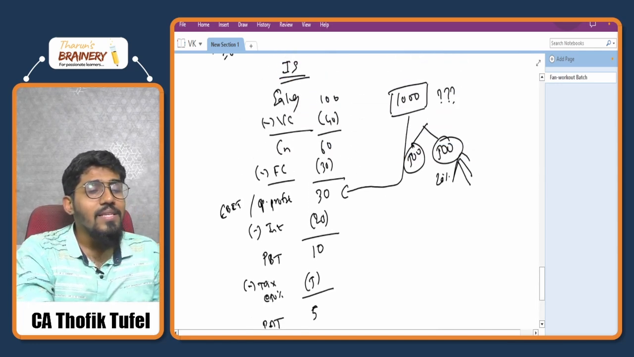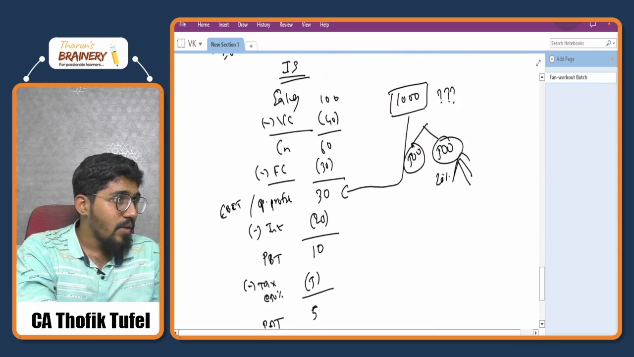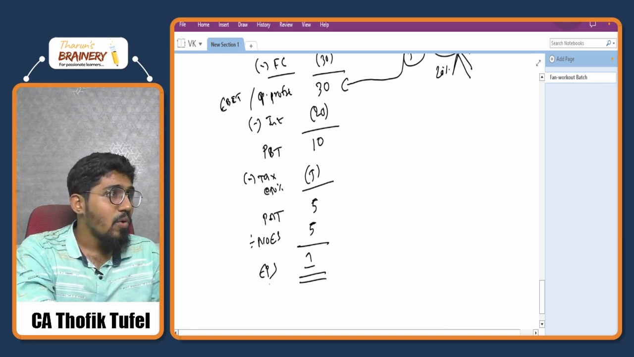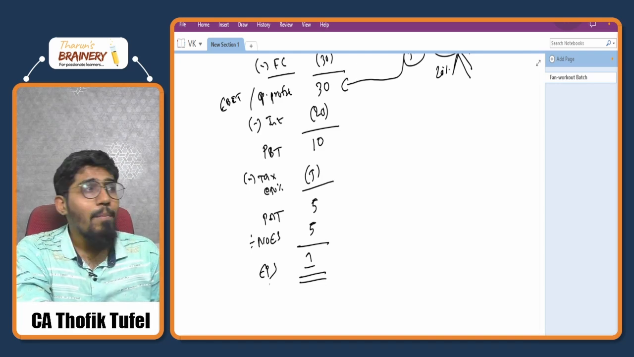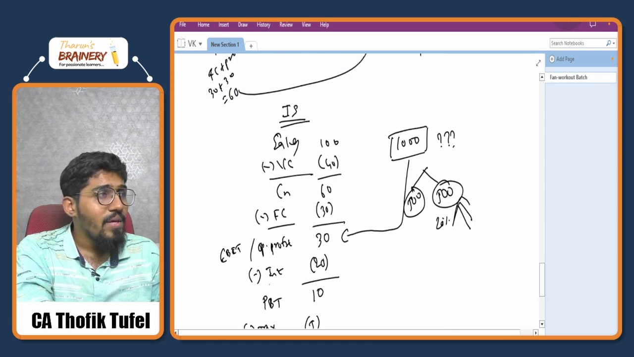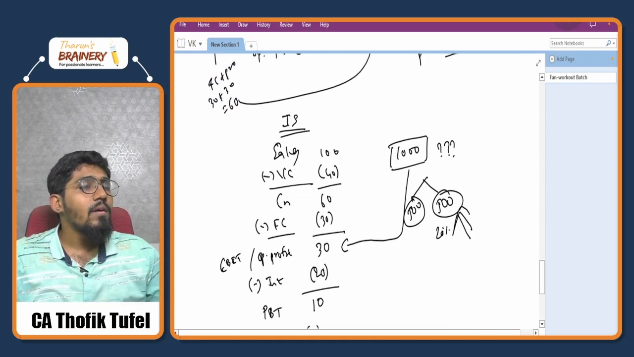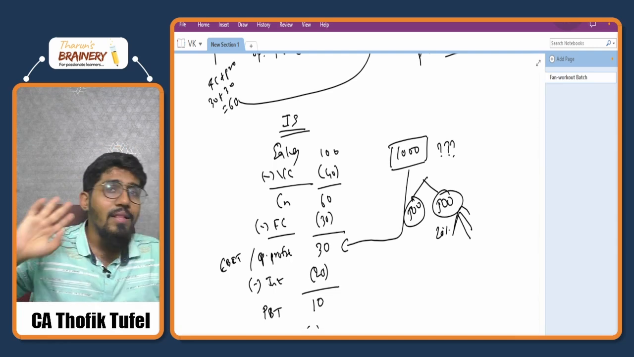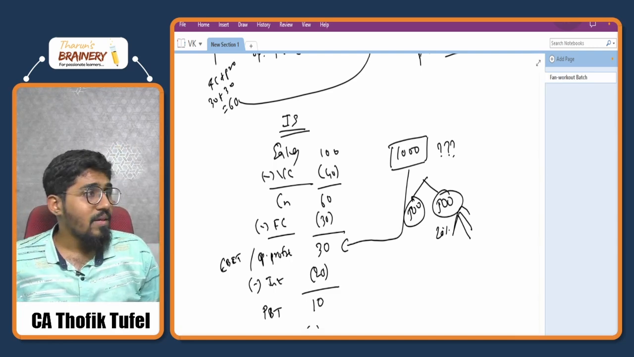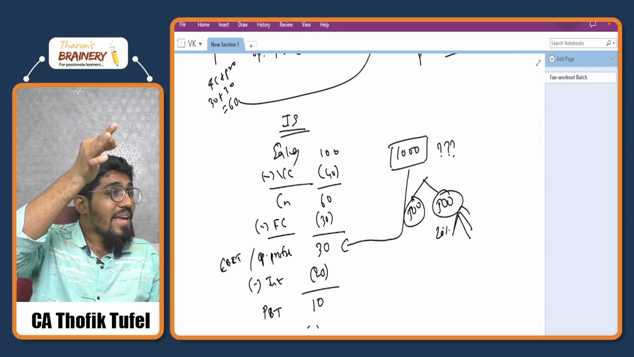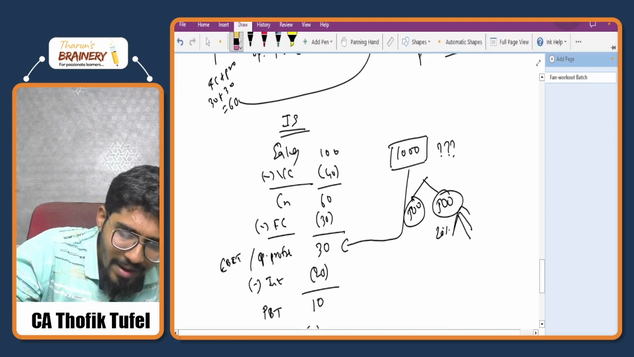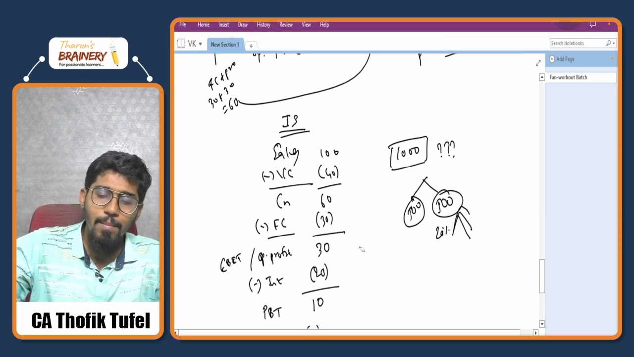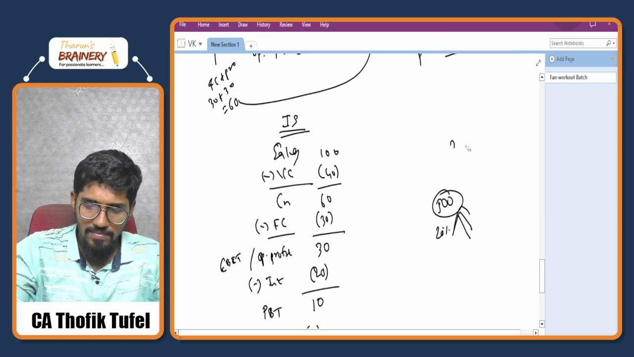Sir, which means sales minus variable cost is equal to contribution, minus fixed cost is equal to operating profit or EBIT, minus interest is equal to profit before taxes, minus taxes is equal to PAT, divided by number of equity shares is equal to EPS. This is what the income statement is. Are you all having clarity? The income statement is the basic of financial management. I'm going a little slow, bear with me. Slowly the pace will increase.